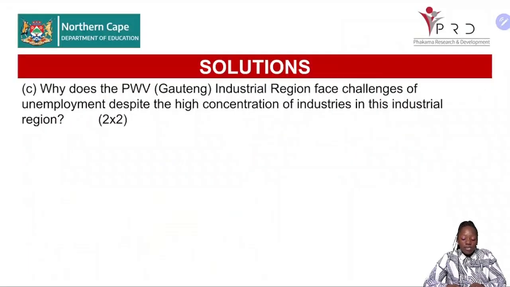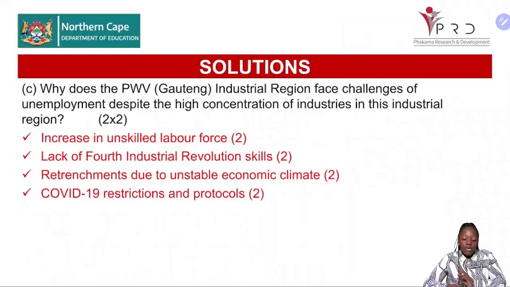Then we're looking at C. At C, why does the PWV industrial region face challenges of unemployment despite the high concentration of industries in this region? So, number one, we're looking at the increase in unskilled labor force. This increase in unskilled labor force, remember, we are now talking about the people who are even coming from other countries or other provinces without the skills, because this industry has attracted a lot of people. So if there are so many people who are coming to this region and they do not have any qualification or any skills, therefore it is going to increase the unemployment because these people will not be employable even if the job opportunities were there.